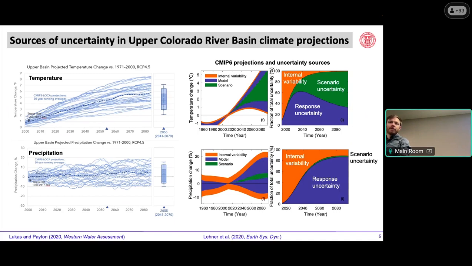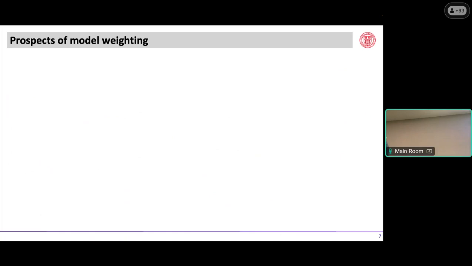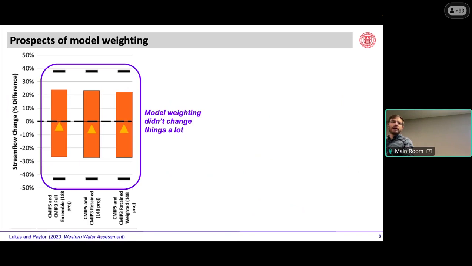And so I want to talk a little bit about the prospects and caveats of model weighting and what people have done to tackle this in the context of applied science. In the same report, people have tried to apply three different weighting schemes to CMIP5. The variable shown here is now actual streamflow changes after climate change projections have been downscaled and run through a hydrologic model. Different weighting didn't really change the outcome. The expectation is for less runoff in this region, but a large uncertainty that spans possibilities of increases in runoff and streamflow, as well as decreases.